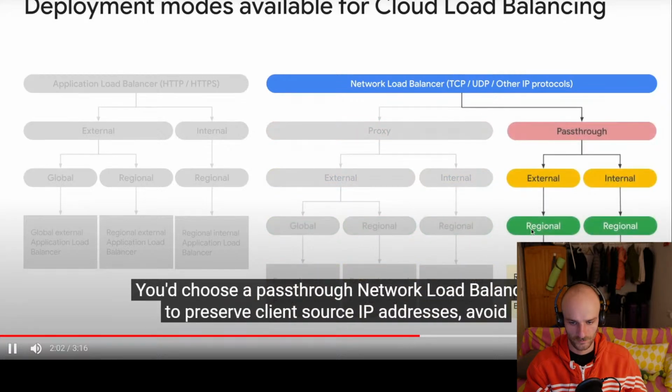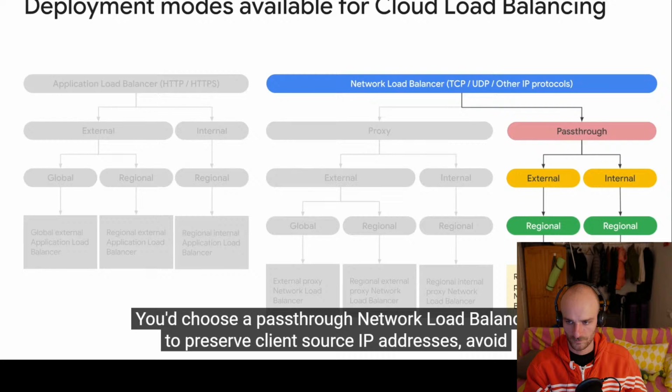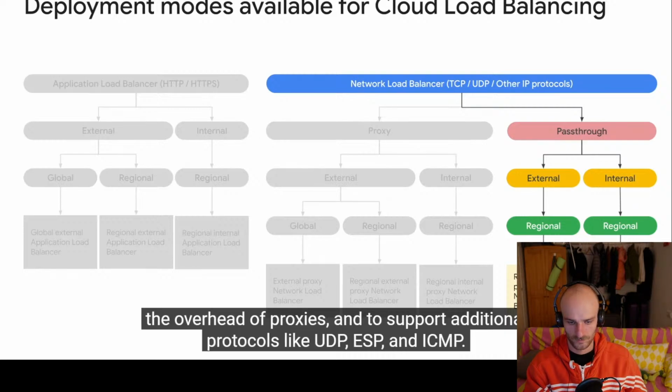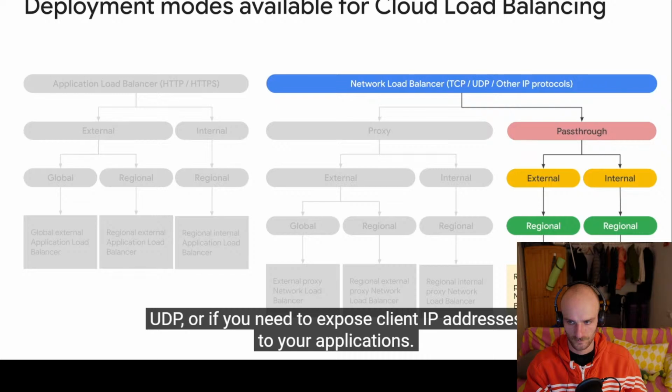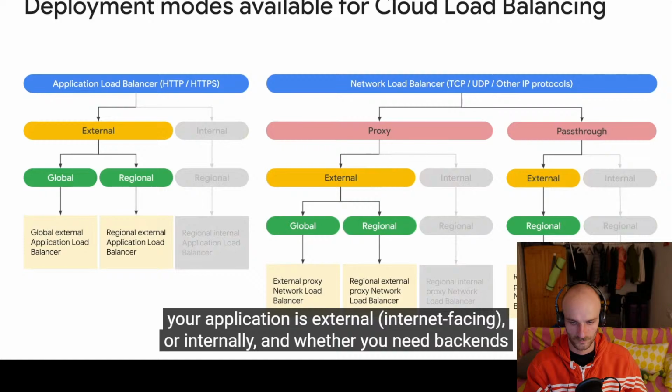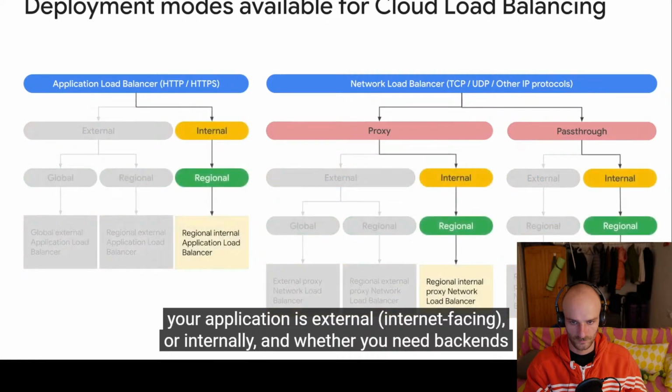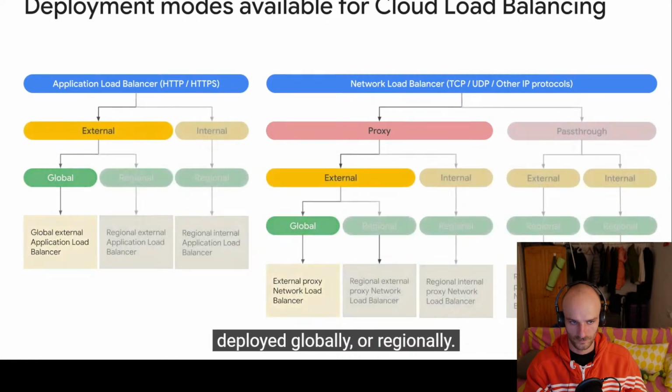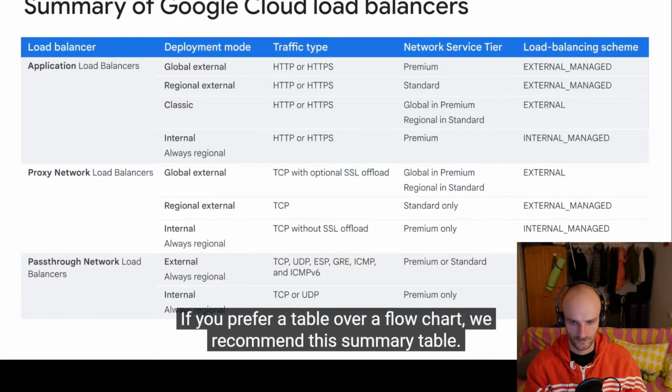You would choose a pass-through network load balancer to preserve client source IP addresses, avoid the overhead of proxies, and to support additional protocols like UDP, ESP, and ICMP, or if you need to expose client IP addresses to your applications. You can further narrow down your choices depending on your application's requirements, whether your application is externally facing or internally facing, or whether you need backends deployed globally or regionally. If you prefer a table over a flowchart, we recommend this summary table.